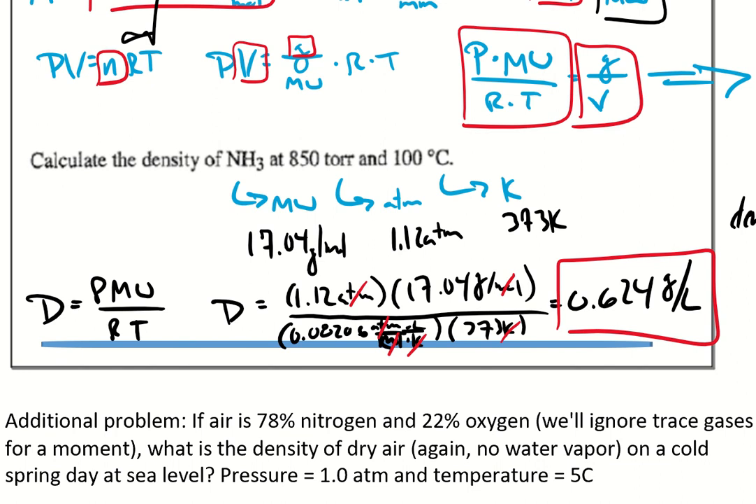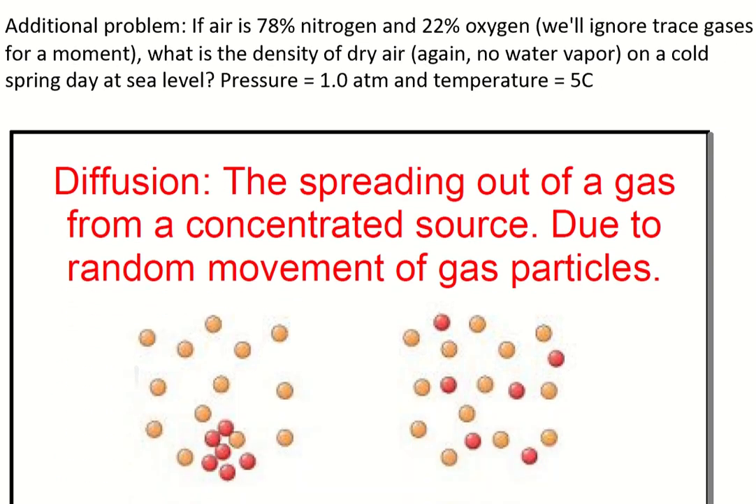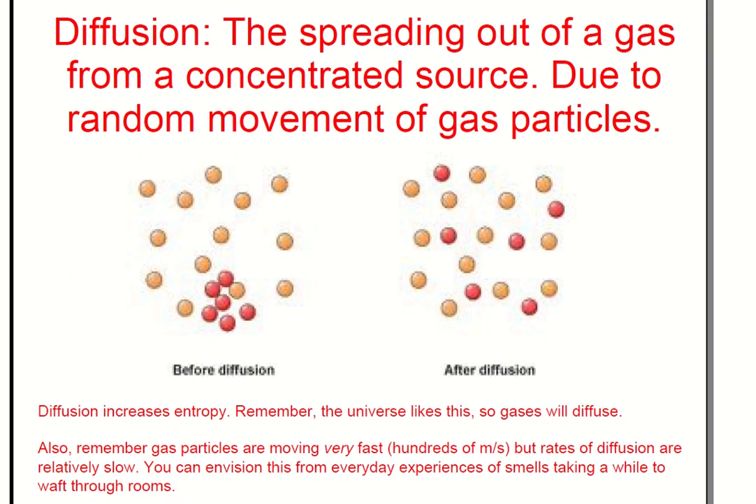One final equation in this video is going to deal with movement of gases. And first, two quick definitions. Diffusion is the spreading out of a gas from a concentrated source. This is due to the random movement of particles. So here we've got a red gas diffusing out into this yellow gas. Diffusion increases entropy, and one of our rules in chemistry class is that the universe likes an increase in entropy, so gases will definitely diffuse.